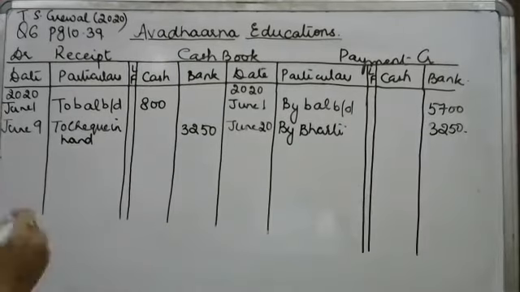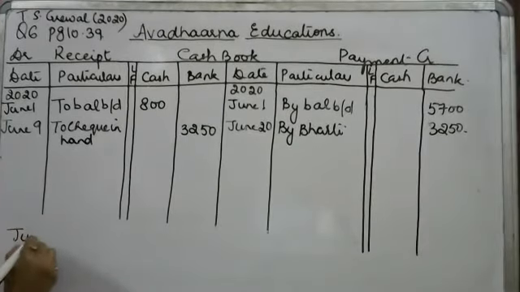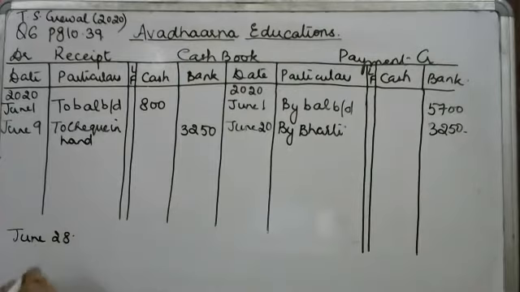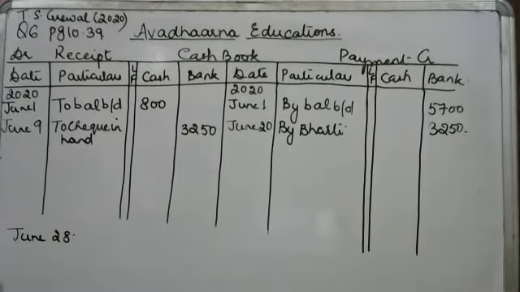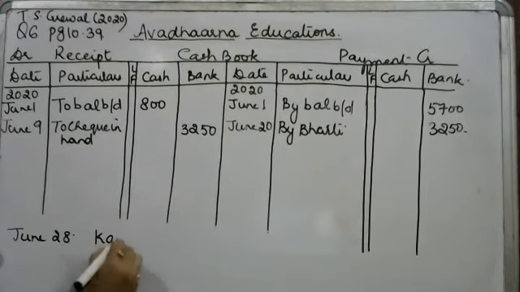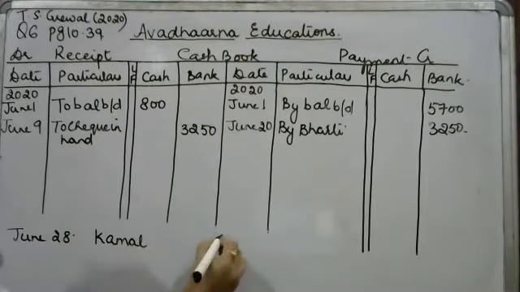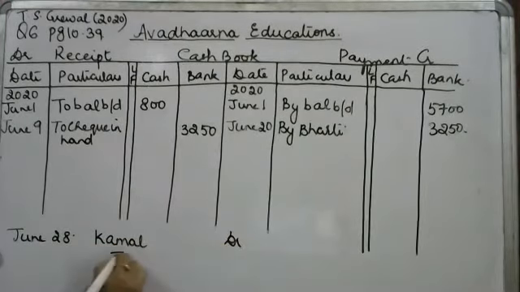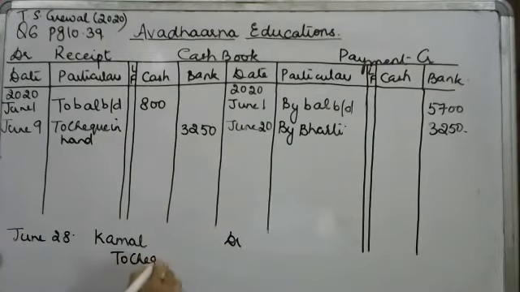on June 28. ठीक है. हमारे हाथ में चेक इन हैंड था पन्नालाल का, वो हमने कमल को एंडोर्स कर दिया. तो माय एंट्री विल बी कमल डेबिटेड टू चेक इन हैंड.